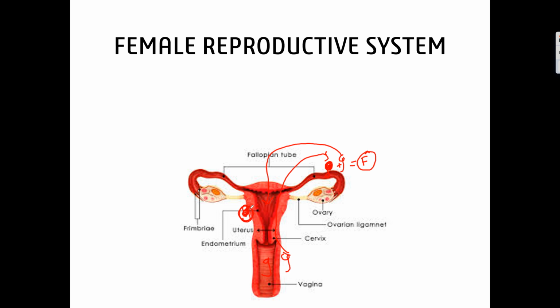So if the egg is not fertilized, it will be released out of the body. Along with this, the endometrium layer is also released out of the body. So every month an egg will be released, as well as the endometrium layer will be developed. When the egg is not fertilized, along with the egg, this endometrium is also released out of the body.